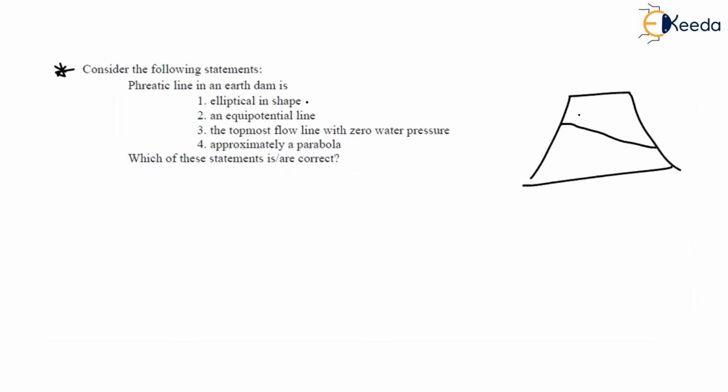If you remember, it will be in the shape of a parabola, and also we have discussed that it will be of atmospheric pressure. That means we can say that it is of zero water pressure. So this statement is correct, this statement is correct. It is not an equipotential line, it is not an elliptical shape. So how many statements are correct? Only statements 3 and 4 are correct.